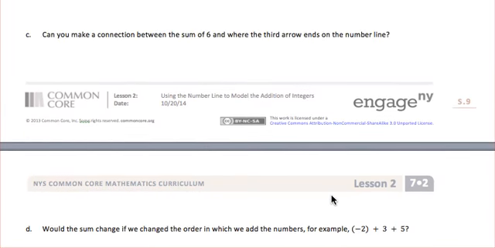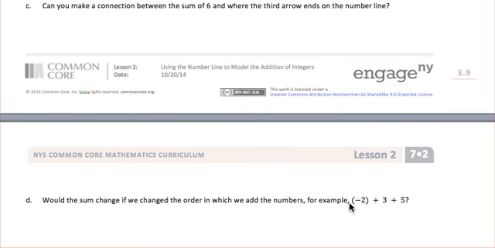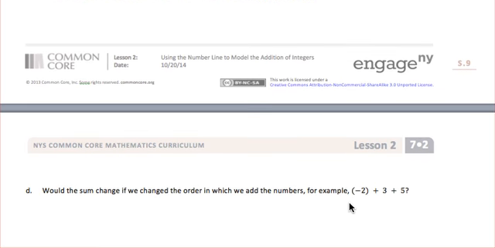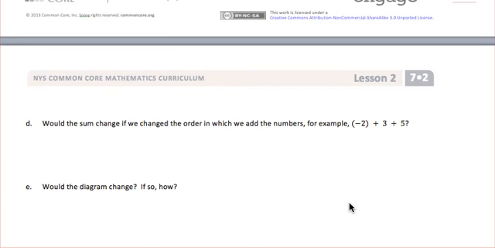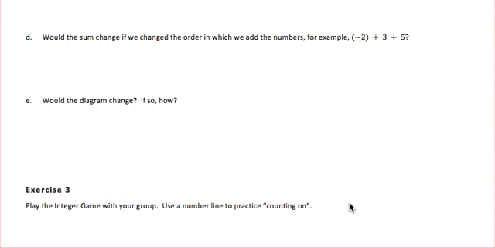Would the sum change if we change the order in which we add the numbers? For example, if we went 2 to the left and then 3 to the right and 5 to the right, would that be any different? And would the diagram change? Reflect on those answers and then get with a partner and play the integer game and use the number line to practice counting on.